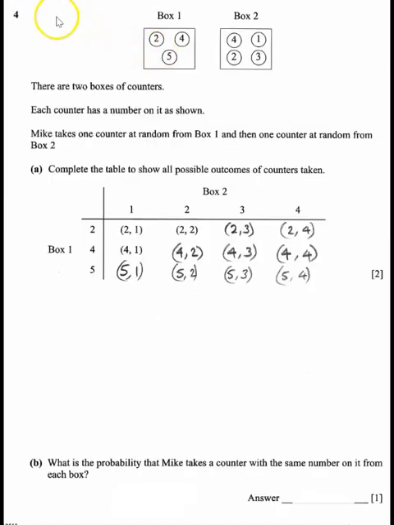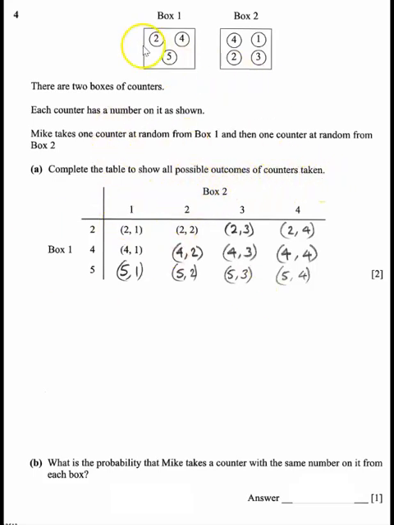So question 4, it's got 2 boxes. Box 1 has 2, 4, and 5, and box 2 has 1, 2, 3, and 4. And it's just basically telling you this on the question. There are 2 boxes of counters. Each counter has a number on it as shown. Mike takes 1 counter at random from box 1 and then 1 counter at random from box 2. Complete the table to show all possible outcomes of counters taken.